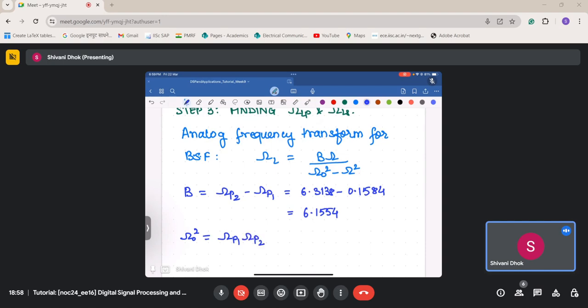And then we have omega naught square, which is the geometric mean of these two quantities, and this comes out to be equal to 6.3138 multiplied by 0.1584, and this is equal to 1.0001. Okay, so this is what we are having here.